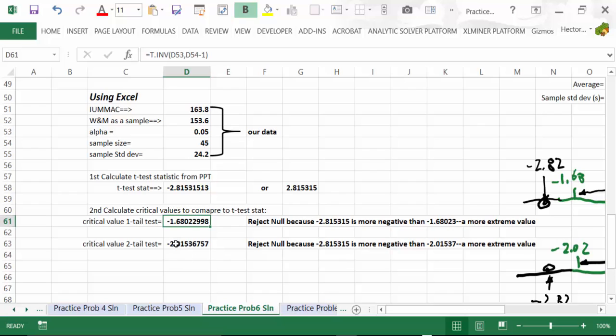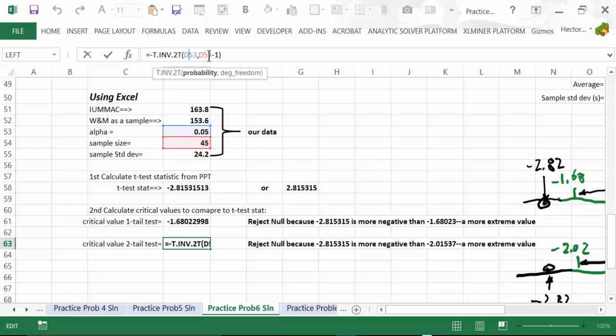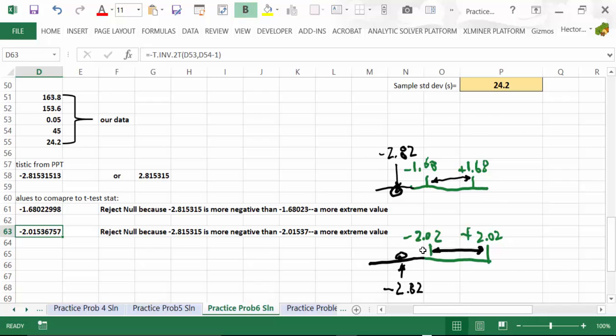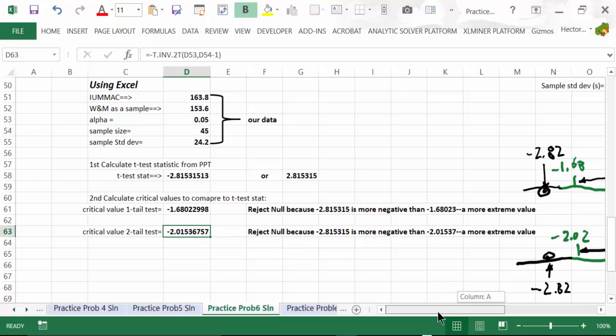Let's look at a two-tailed test. In a two-tailed test, we calculate a different critical value, and in this particular case, we use the T.INV.2T, two tails, and we put in our parameters alpha and our sample size, and we get a value of negative 2.01, and in fact, in this particular case, our value of negative 2.82 is in fact more negative than this value. So again, both in the two-tail and the one-tail test, I reject the null hypothesis.